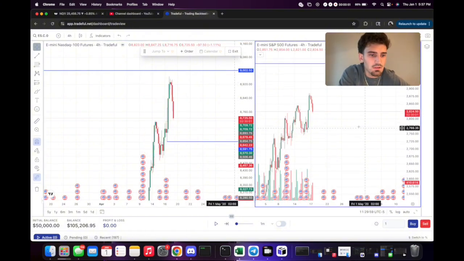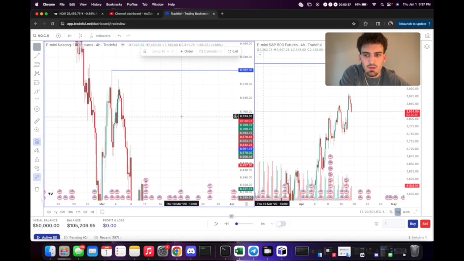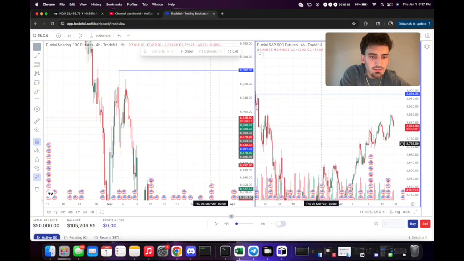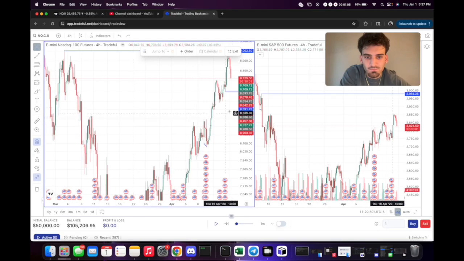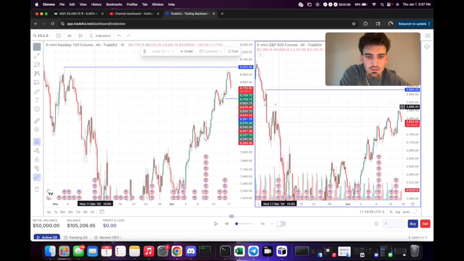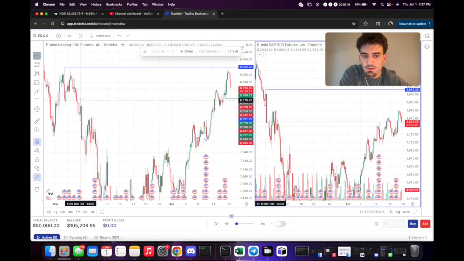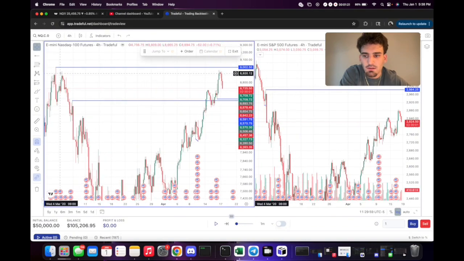So for this example here, just coming into the day, I'm seeing, do we have any SMTs? Are we reacting off of any SMTs? So here, it does look like we have an SMT. You can clearly see this high right here had not been swept on ES, but it had been swept on NQ, right there.